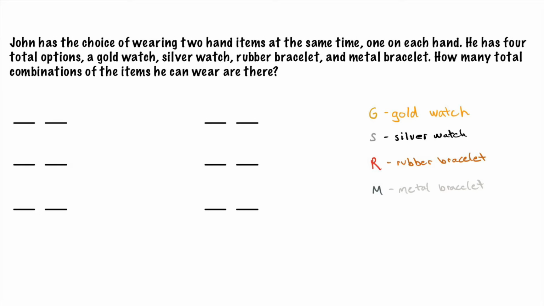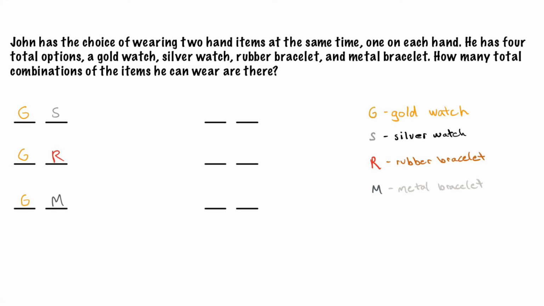So to make it easier, let's label our options. We'll do G for the gold watch, S for the silver, R for the rubber bracelet, and M for the metal. So to start off, we'll use a very logical and simple method of finding the combinations. We'll make 6 slots and we'll do first the gold watch and see all the combinations. So gold and silver, gold and rubber, and gold and metal.